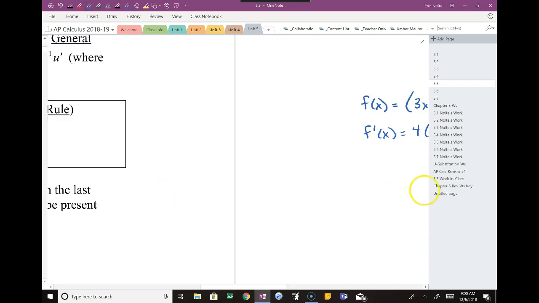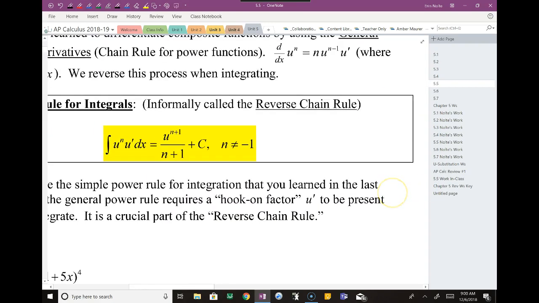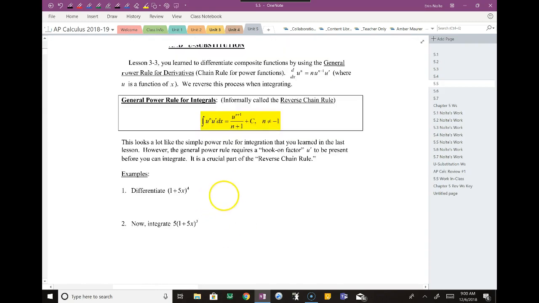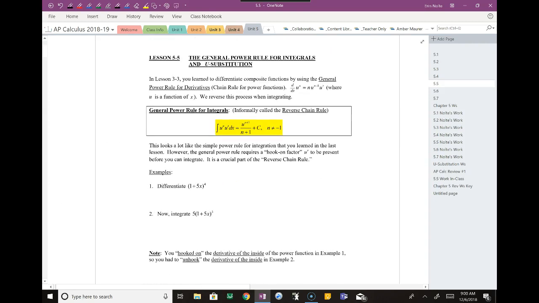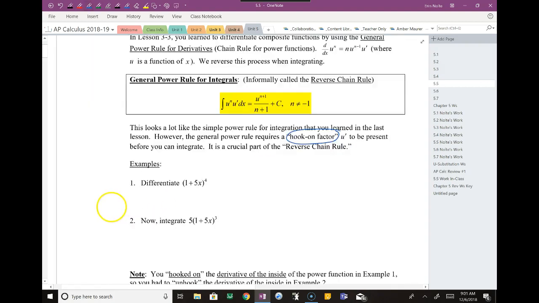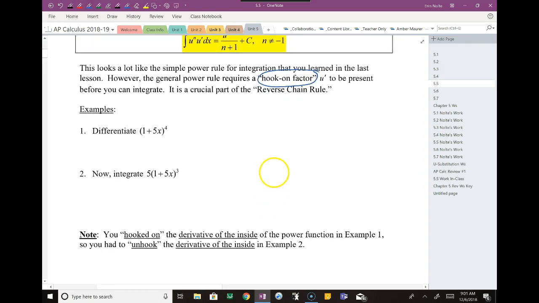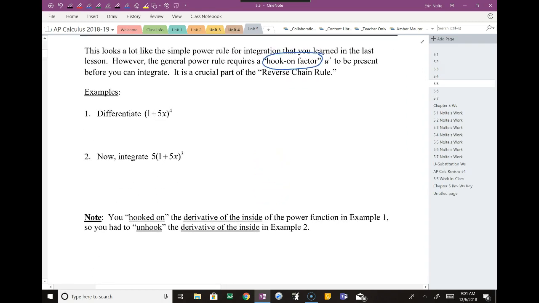That's something that's not really written in this rule, and I think that's kind of confusing. It's just kind of lost. Just so you know, I call it the stuff. They call it the hook-on factor. So the words that they're using differ from the words that I use. They just start with doing an example.